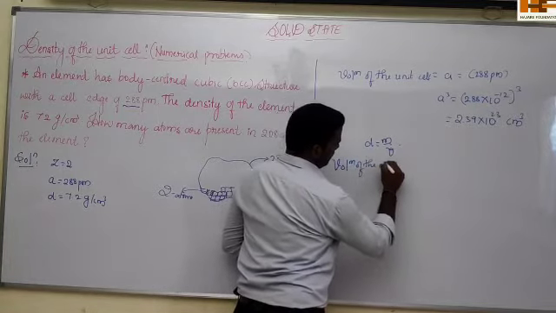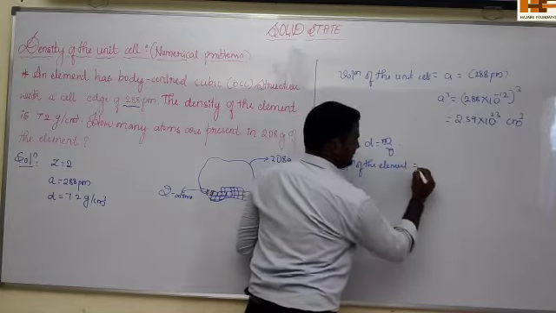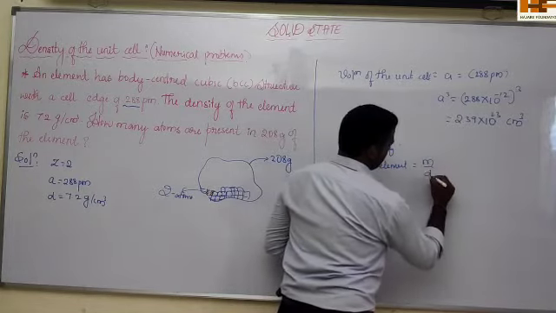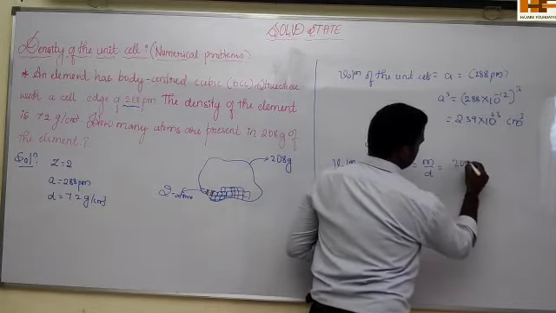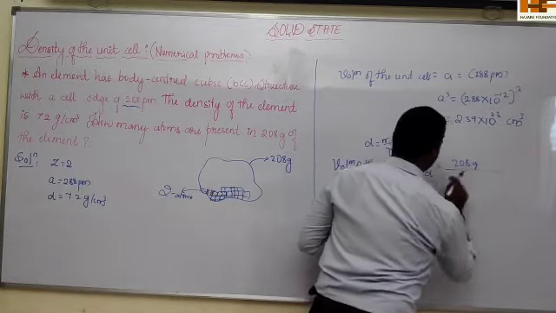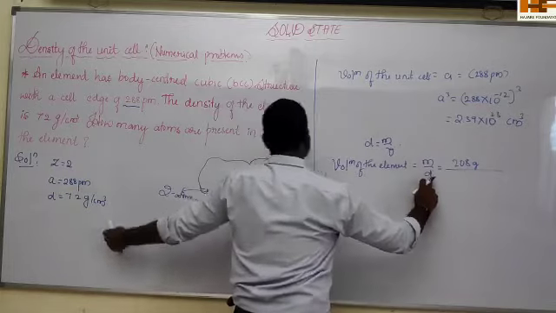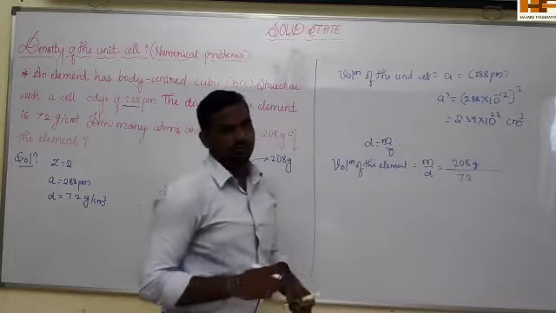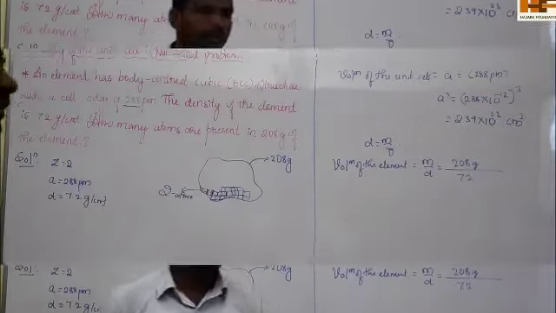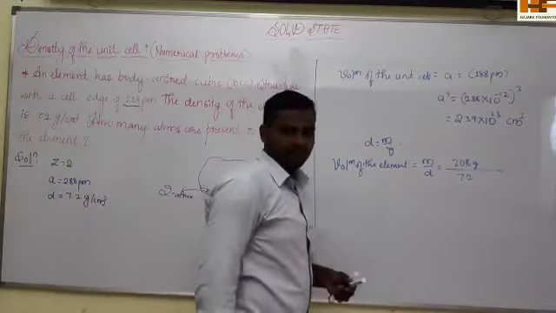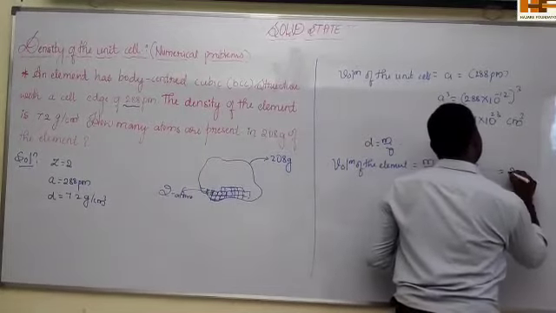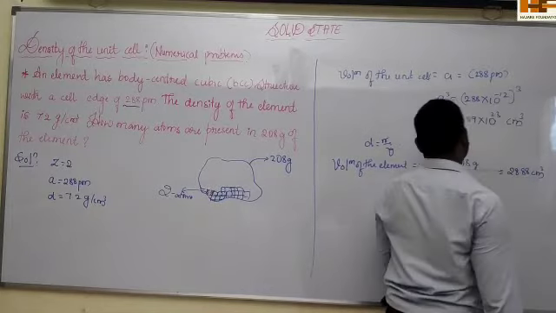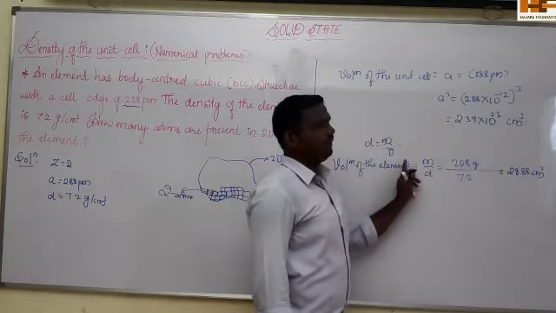So now the volume of the element is equal to mass divided by density. Mass is how much? 208 gram divided by, what is the density? The density is equal to 7.2 gram per cm cube. So how much is it? Calculate. After simplifying this, we will get 28.88 cm cube. So this is the volume of the whole element.